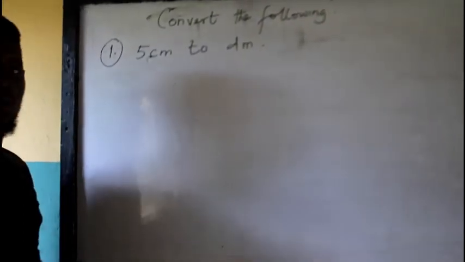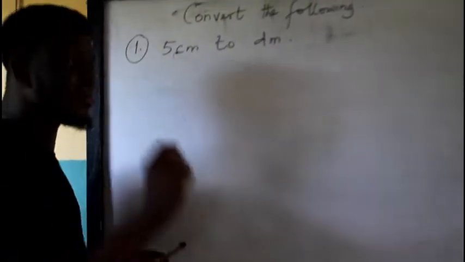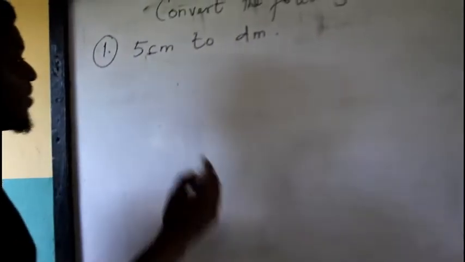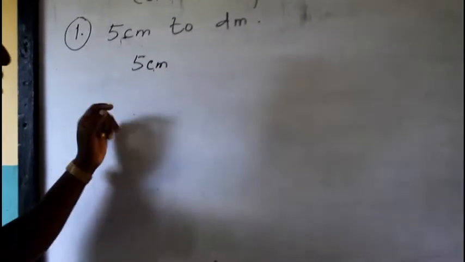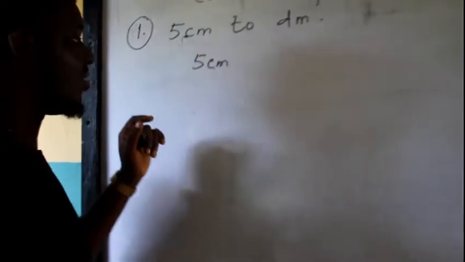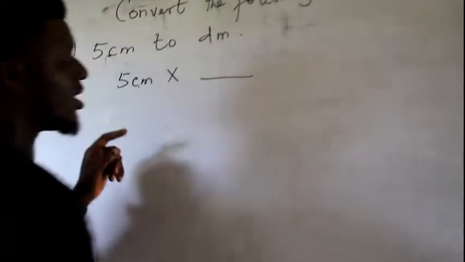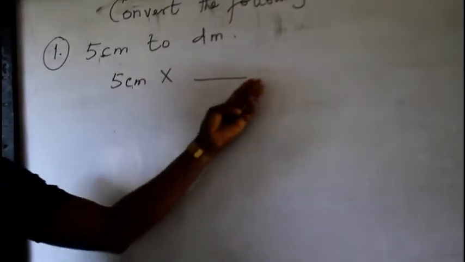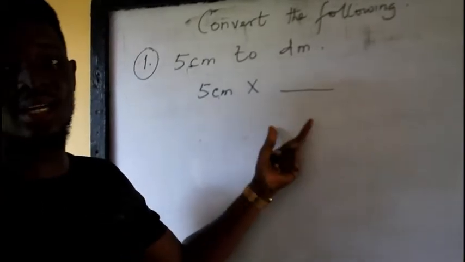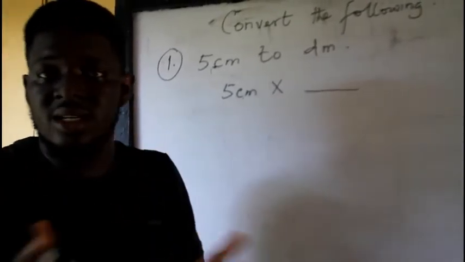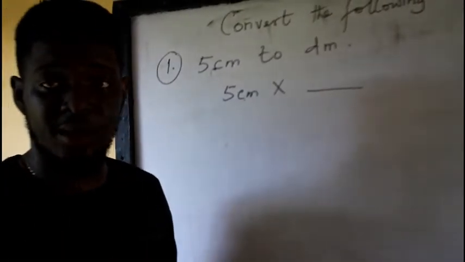Now let us go back to the question. Now we have 5 centimeter to decimeter. The first thing you need to do here is write out 5 centimeter. Now the next thing is the what? Multiply. Then you put out your dash. This dash is the division sign that combines the numerator and the denominator. So it's not something that is very big or difficult. I'm still relating with you with your normal mathematics.